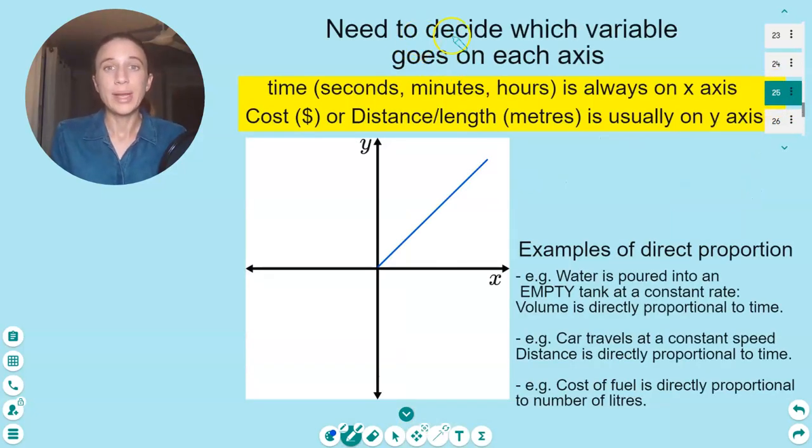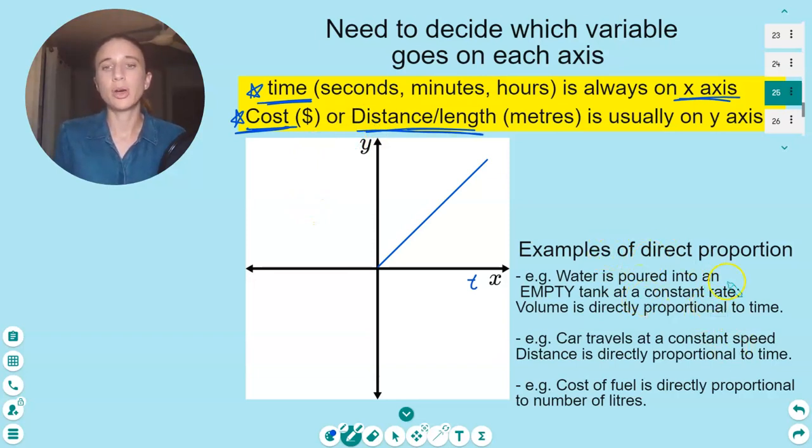All right, we need to decide which variable goes on each axis if we're dealing with real world situations. So one dead giveaway is that time, so seconds, minutes, or hours, is always on the x-axis. If you're confused which variable is which, time is always on the x-axis. And the variables on the y-axis are cost or distance or length, things like that. So you're looking at time will be on your x-axis, or cost or distance on your y.